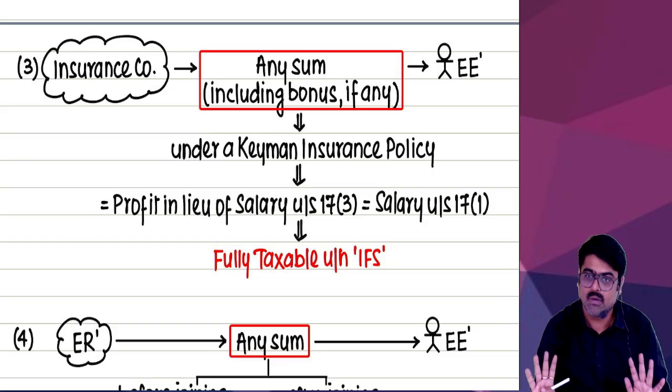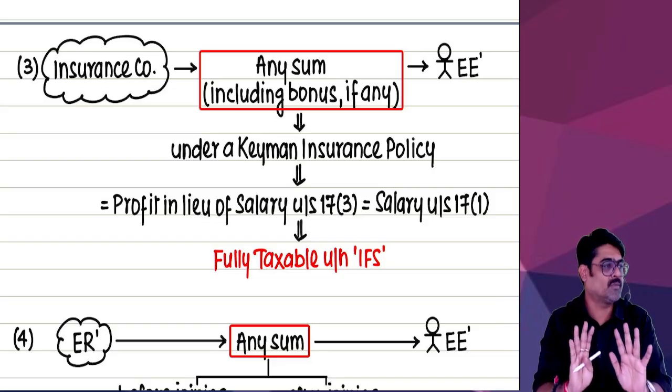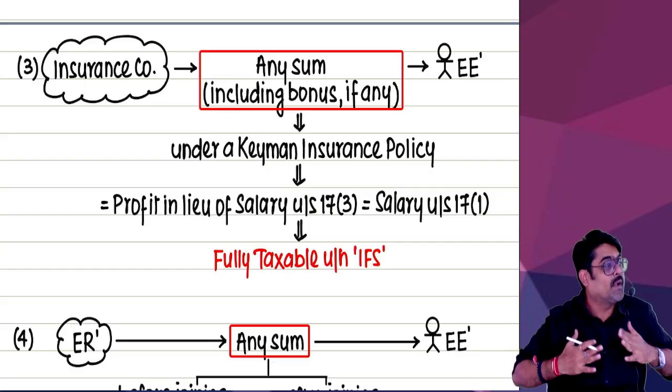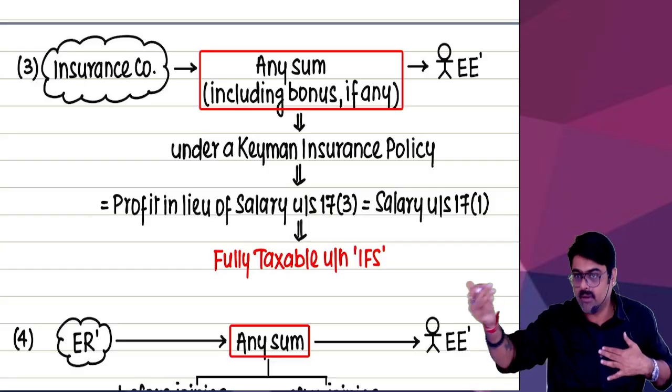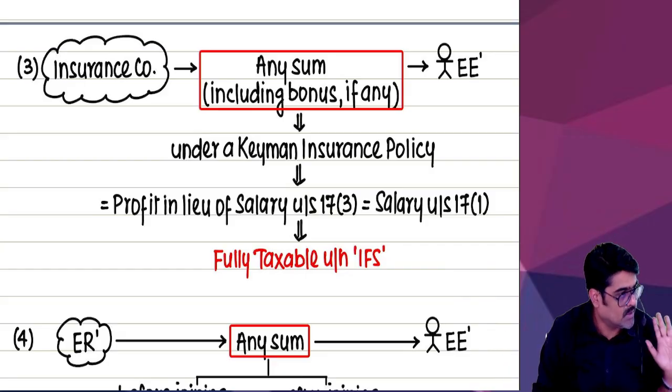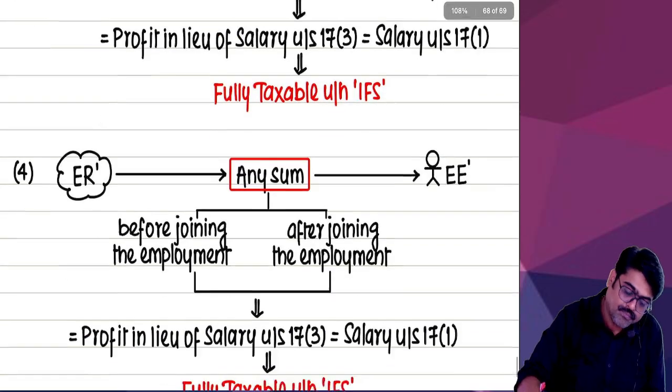So right now, just remember this much, that amount coming from Keyman insurance policy to the employee can be taxable for him under the head salary as profit in lieu of salary also. Yes or no? Next one.